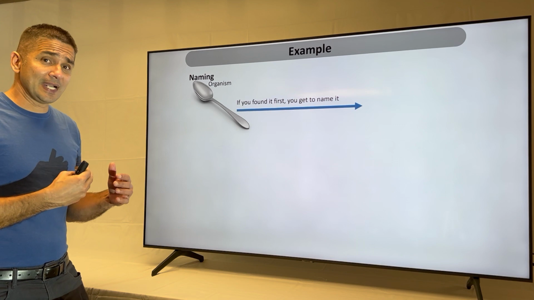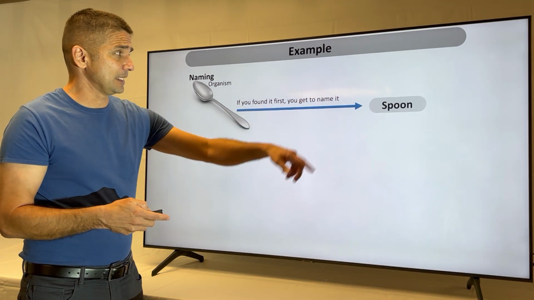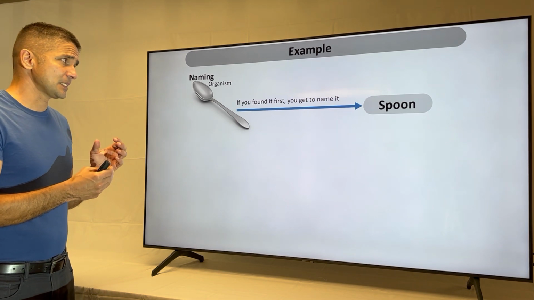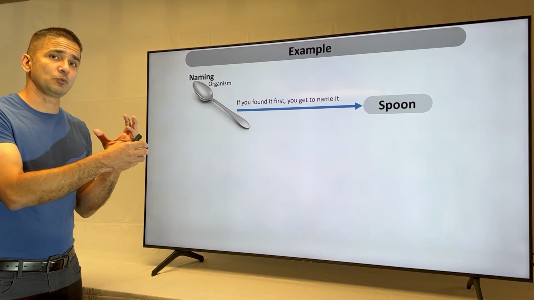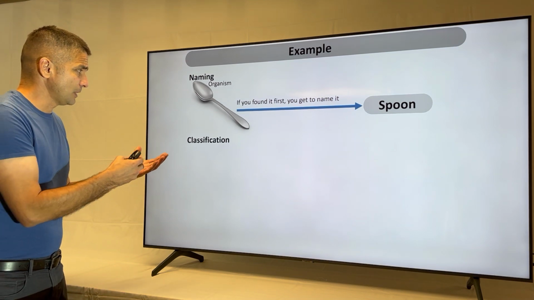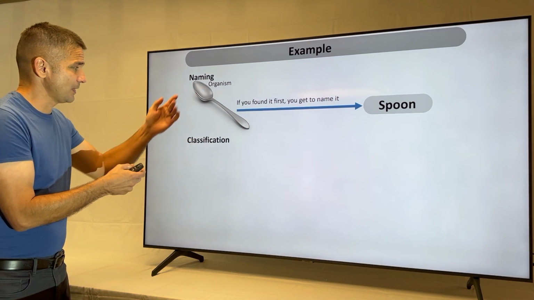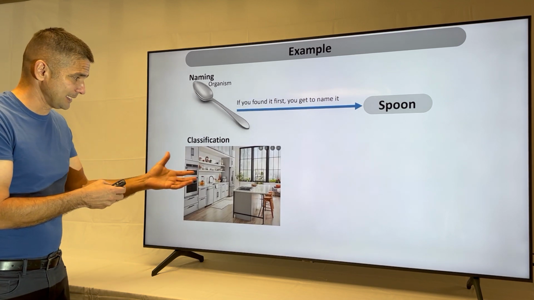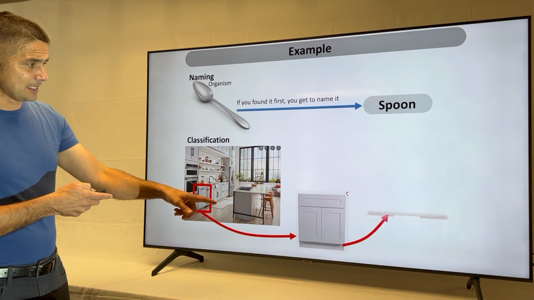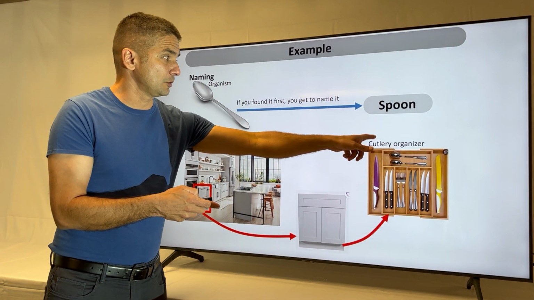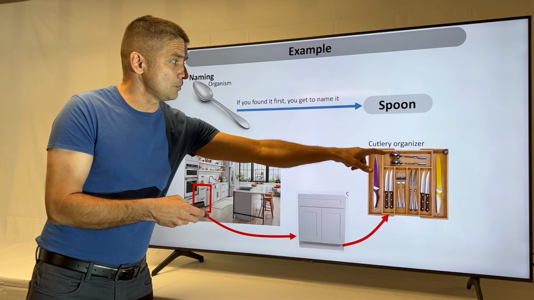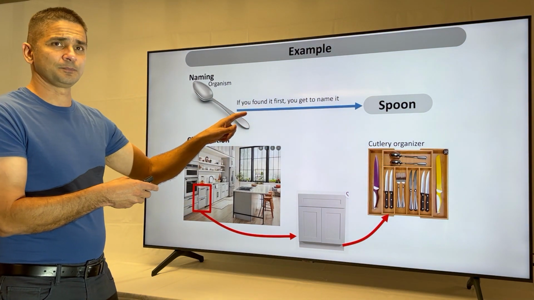If you are the first one to find it, actually you get to name it, and let's say that I call this guy the spoon, right? The second problem that you have to encounter is how do I organize this guy in relationship to similar guys that I find in this planet? Well, it turns out that we need to have something, a classification, a way to classify this individual. It turns out that there is a place called the kitchen, and inside the kitchen there is something called a cabinet, and inside that cabinet there is something called a cluttery organizer, and it turns out that in that place there are individuals that are very similar to my spoon.